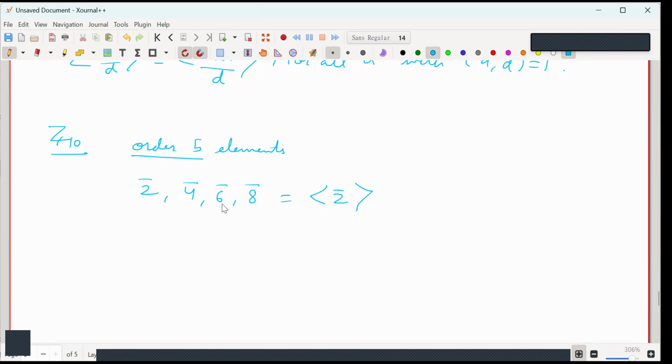Similarly, if you start with 6, 6 plus 6 is 12. So this 2 will come, 2 plus, then again you add 6, 8 will come. Again, you add 6, 8 plus 6 is 14. So this 4 will also come. Similarly, if you start with 8, you will get the same subgroup. So any element of order D you start with, you will end up with the same subgroup. That's why there is a unique subgroup of order D.